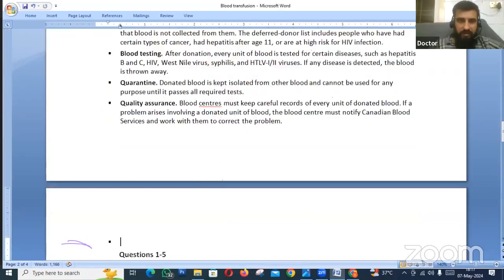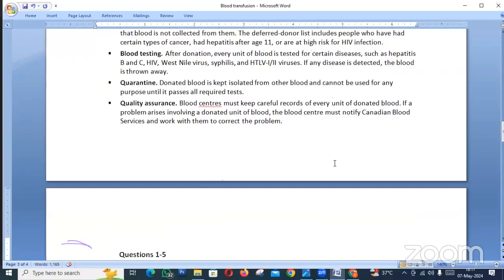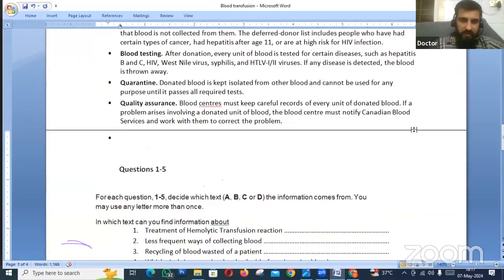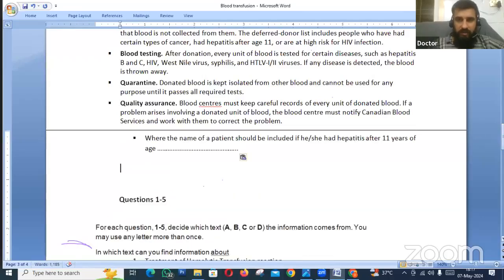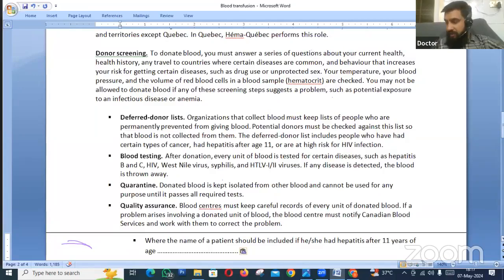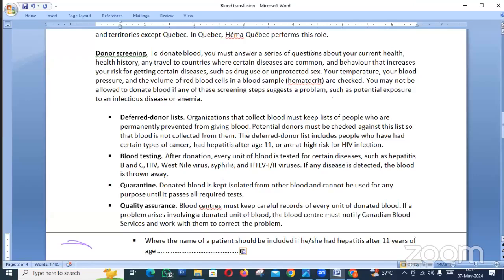Please don't give your answer yet. Had hepatitis just after age 11. Just write in the chat. If you find the answer, write in the chat what your answer is, okay? Don't discuss here because I want to test others also. Where should the name of a patient be included if he or she had hepatitis after 11 years of age? This is fill in the blank, not only in which text you can find the answer. Just in the chat, please.